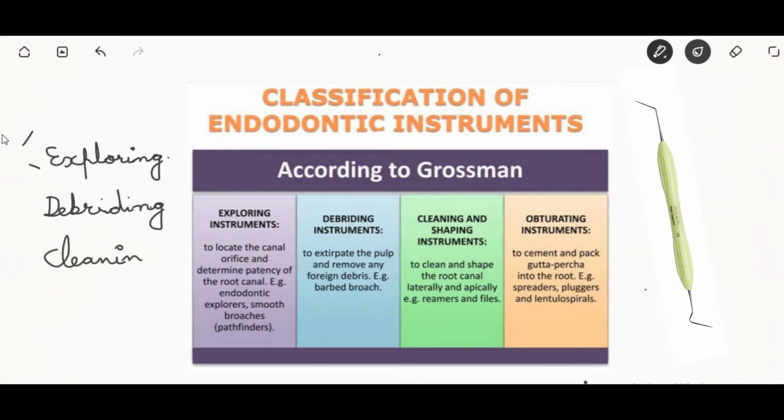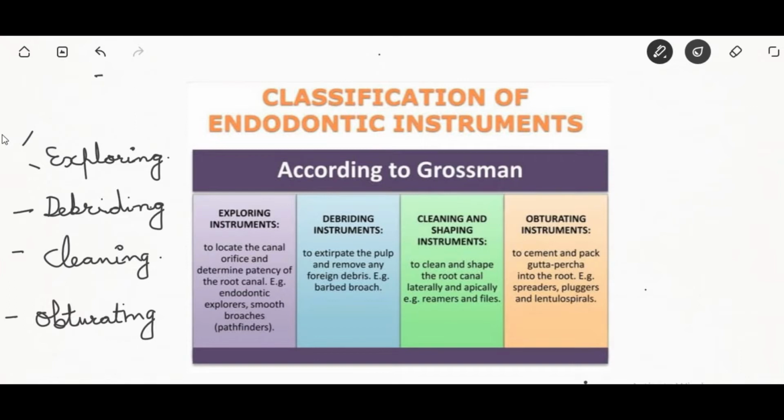Second, the debriding instruments. They are used to extirpate the pulp and other foreign materials from the root canal. The example is the barbed broaches. The third are the cleaning and shaping instruments. As the name suggests, they are used to shape the canal space. The examples would be reamers and files. So these are the reamers and the files.